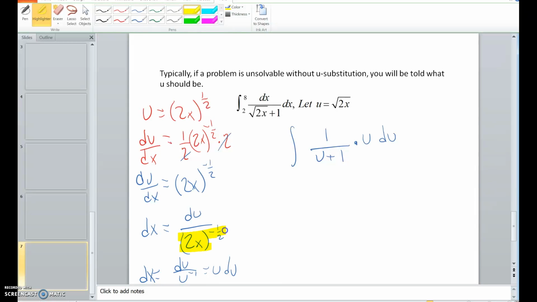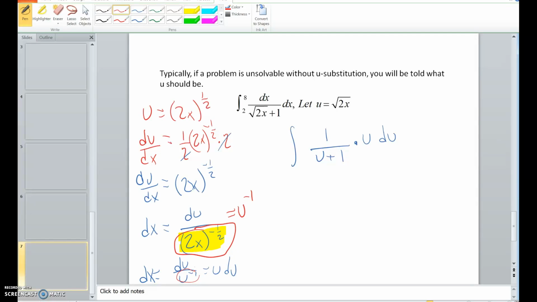This 2x to the negative 1/2. Remember that u is equal to 2x to the positive 1/2, so 2x to the negative 1/2 is u to the negative 1. All right, so this piece right here equals u to the negative 1. So then dx is du over u to the negative 1, which is the same thing as u du. Having u to the negative 1 in the denominator, you can move the u up to the numerator.